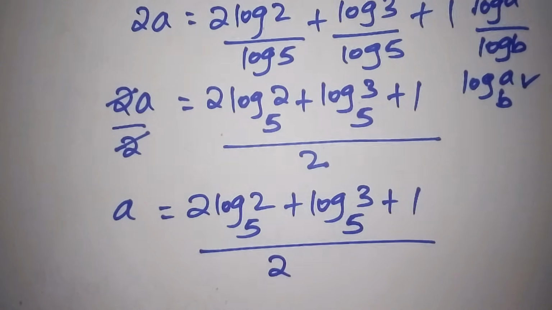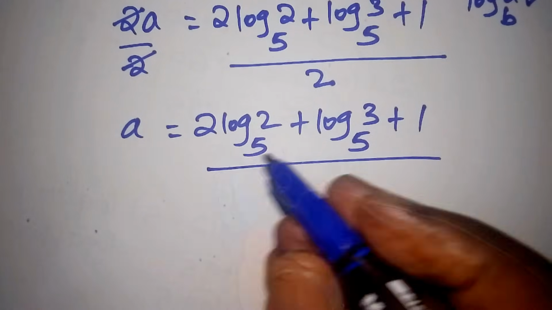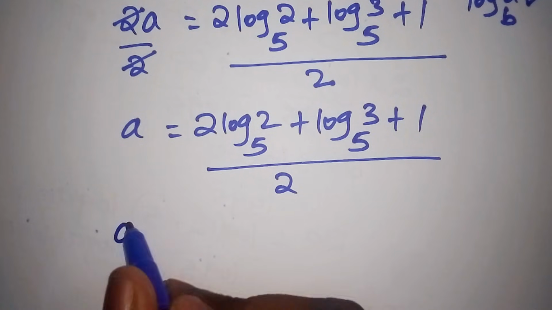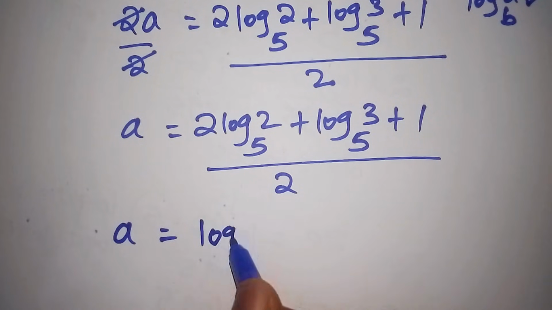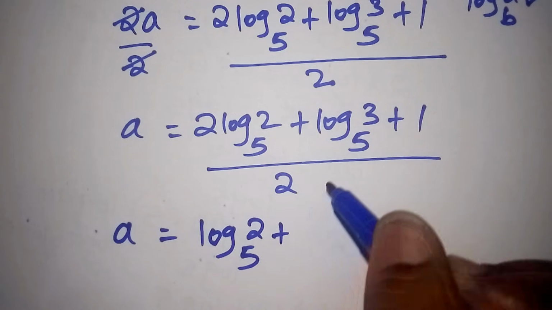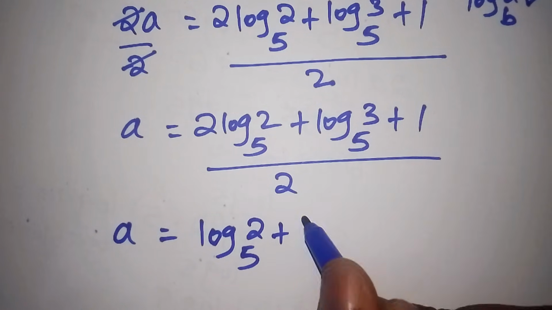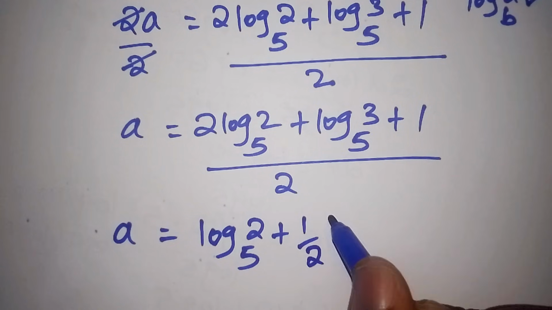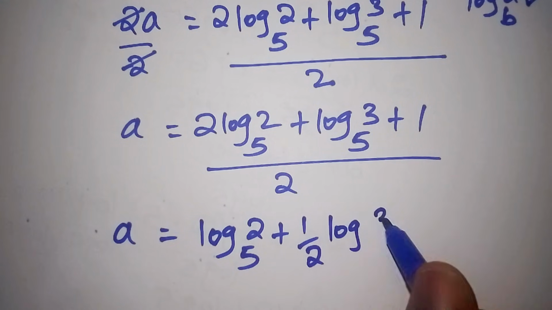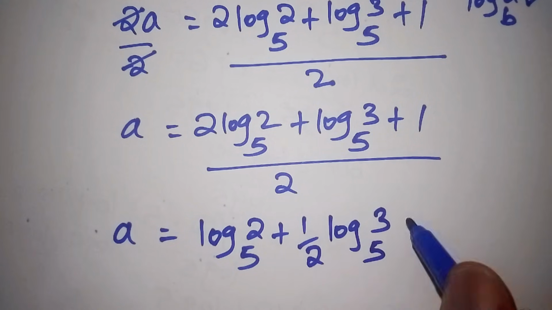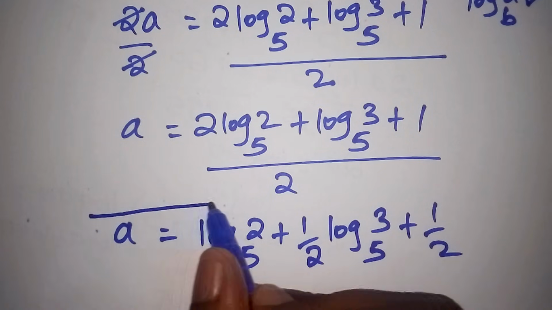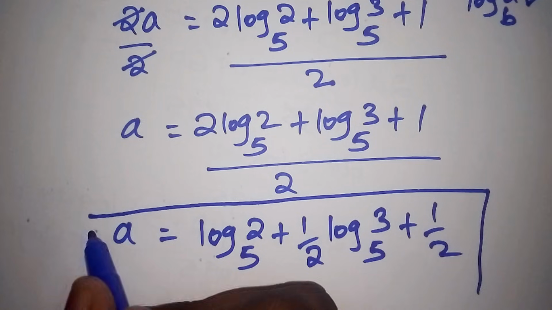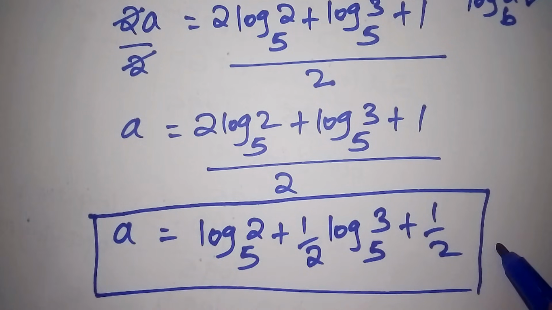So when we divide all that equation by 2, we conclude that the value for a is equal to the log of 2 to the base of 5, plus 1 over 2 the log of 3 to the base of 5, plus 1 over 2. So this is qualified to be our correct answer for a.